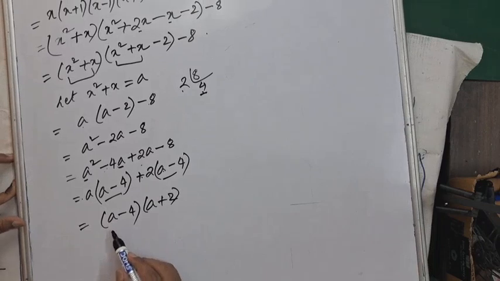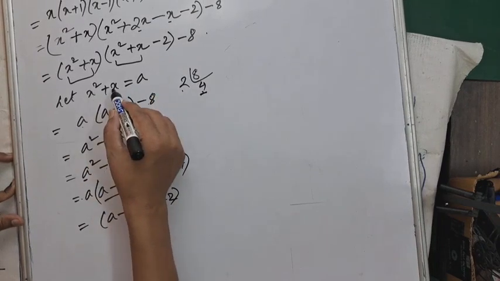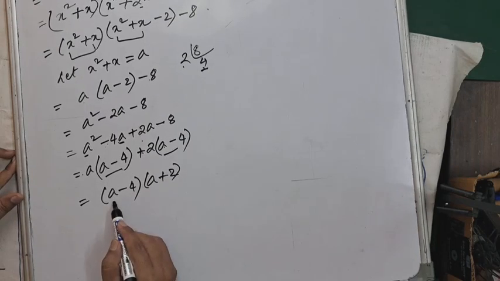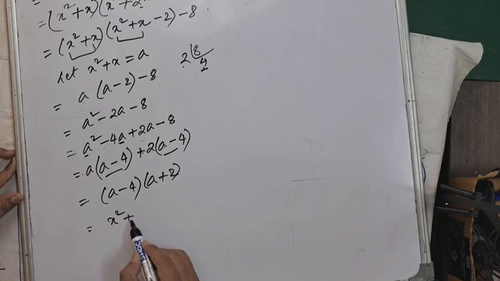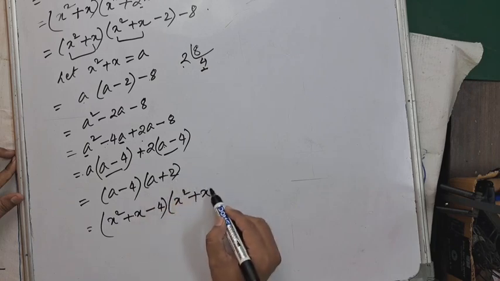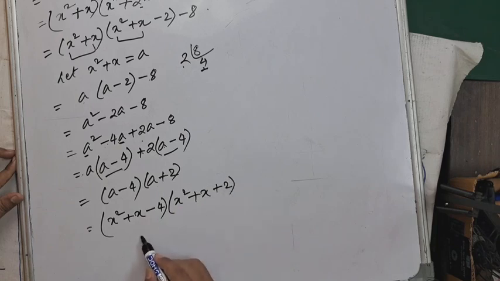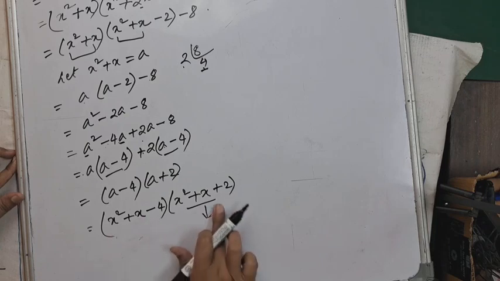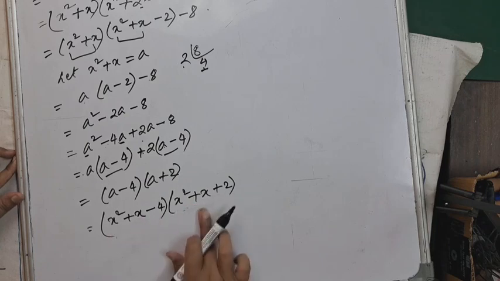Okay, now let's put the value of a. We had supposed the value of a as x square plus x, isn't it? So instead of a we write x square plus x. A means x square plus x, and then minus 4. Again this a means x square plus x, and then plus 2. So we cannot factorize this term further, and this term also we cannot factorize further. So this will be the solution for question number 3.